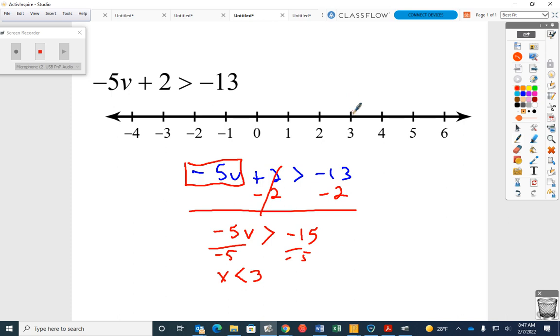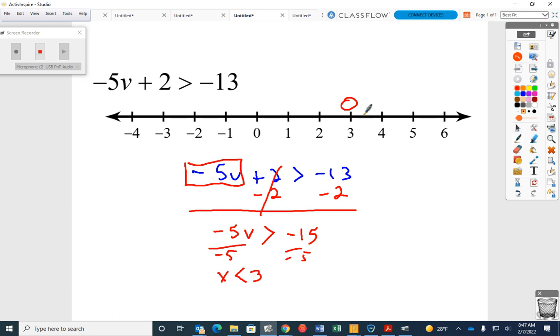I'm going to go to 3, and I'm going to put a circle up above it, an open circle. Okay? I thought you put it on the number. You can do it either way. We'll do it above so it's not as messy. Okay, so which direction? What does this tell me? X has to be what?